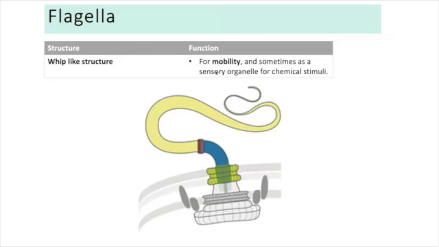Flagella are not actually found on all eukaryotic cells. They're found on some, so for example, sperm cells. And it's this whip-like tail structure, and the function is for mobility. It is also sometimes a sensory organelle for chemical stimuli.